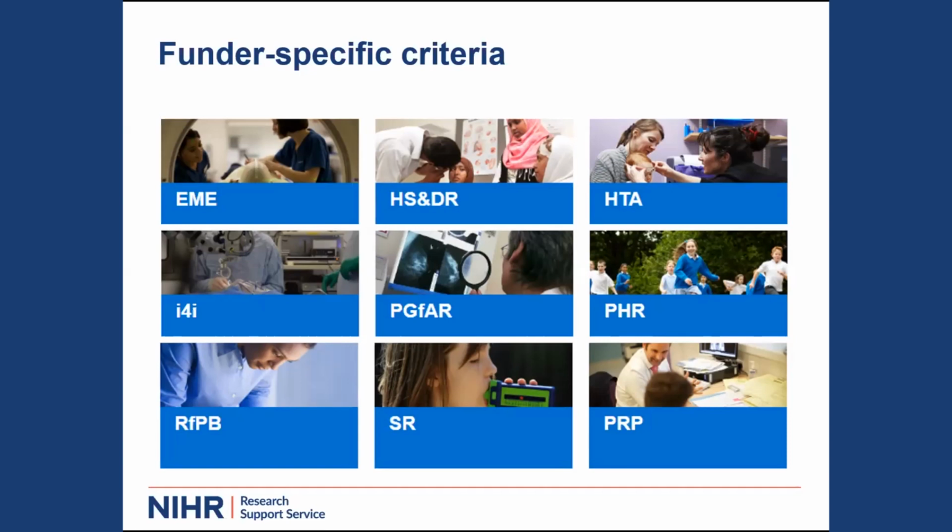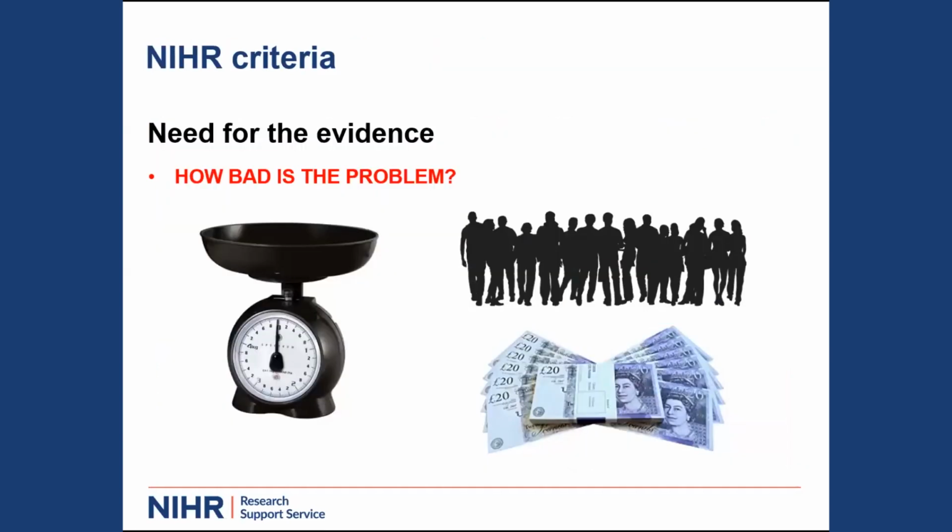So let's go back to those individual questions that I had on my slide a couple of slides ago. The evidence for the problem: how bad is the problem? This could be the number of people affected. It could be a common condition that affects a lot of people, or it could be a rare disease that affects a small number of people. You just need to explain what that scale is.